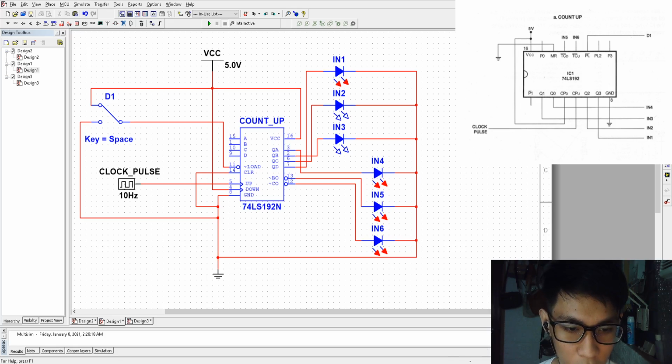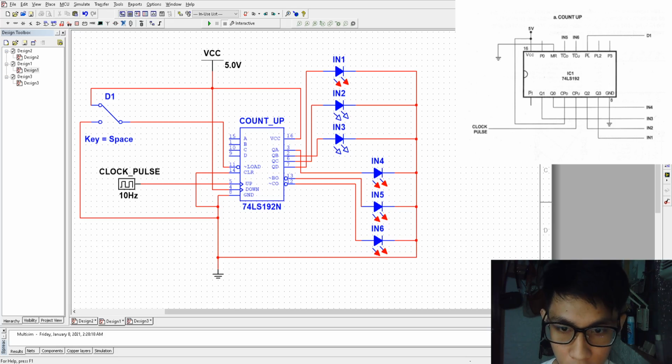So for our experiment today, we will be using the 74LS192, which is the up-down BCD counter. Next, an SPDT switch, a clock pulse, a VCC with 5 volts, and 6 LEDs. So as you can see here in the diagram, this is for the count-up figure.